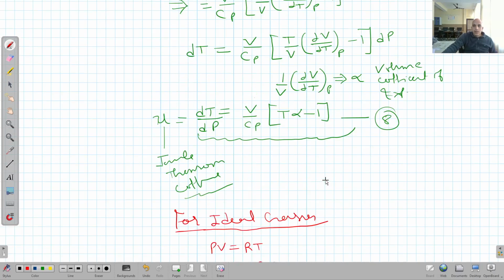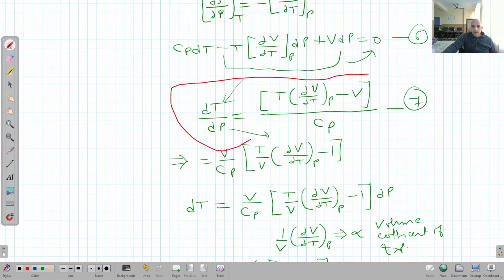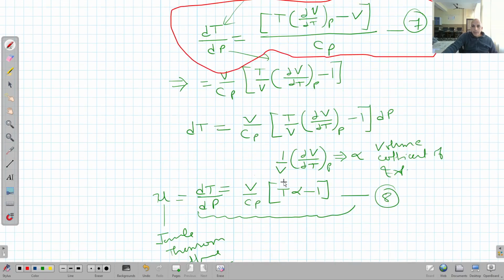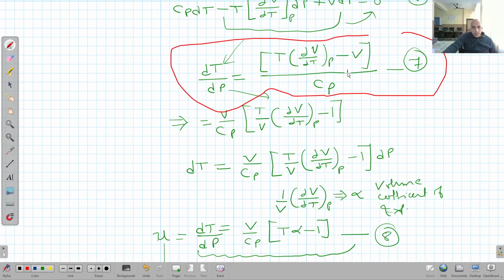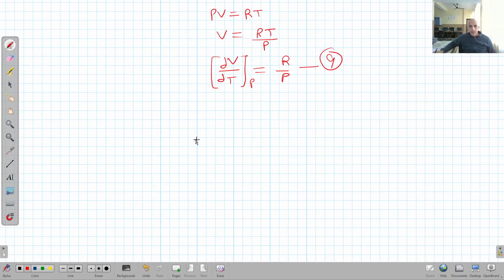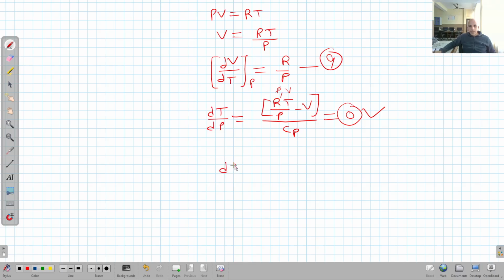Now I am going to put this equation number 9 here in equation number 7. Clear? So curly V upon curly T at constant P, that I have right here, that is R upon P. So it will become RT upon P minus V here. So now you can write dT upon dP is equal to RT upon P minus V upon Cp. Clear? Now RT is PV, right? So it is PV. So P cancels, V minus V is 0. So this is equal to 0, right? It means dT is equal to 0. Clear? It means T is equal to constant.